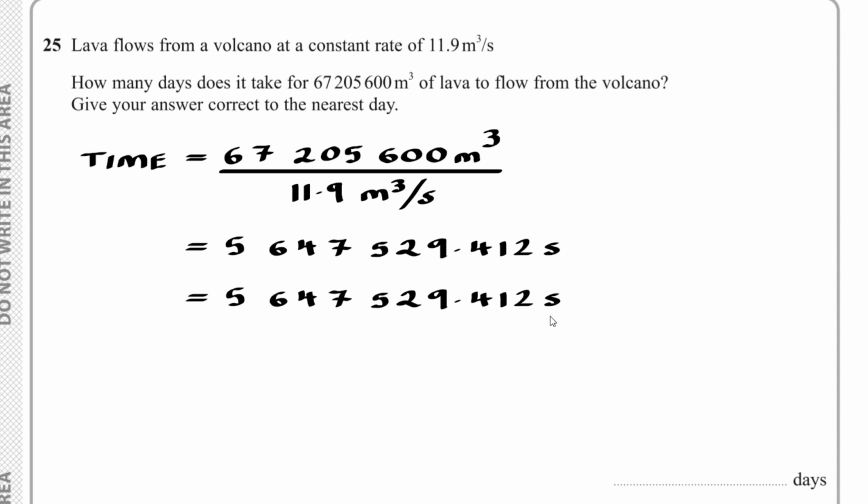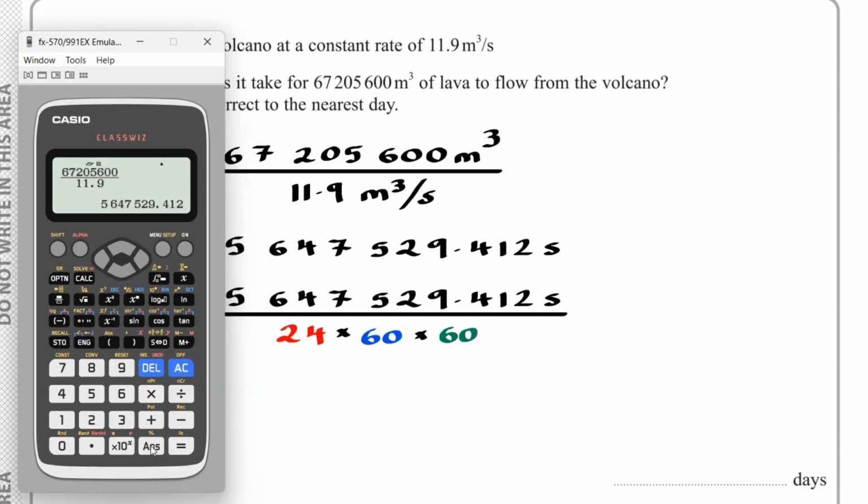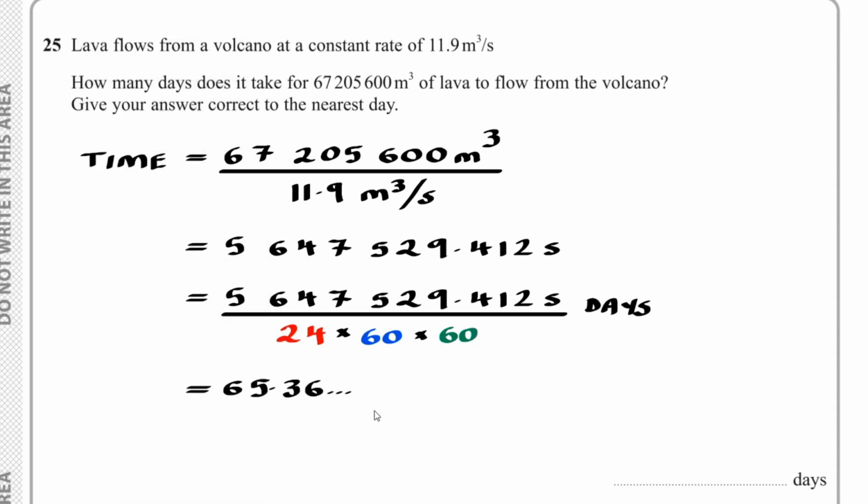So to convert this amount to days, I need to divide by, well, I've got 24 hours in a day, and I've got 60 minutes in each hour, so I times by 60, and then I've got 60 seconds in each minute. So if I divide this amount by 24 times 60 times 60, I get 65.36, etc. So in other words, 65 days.